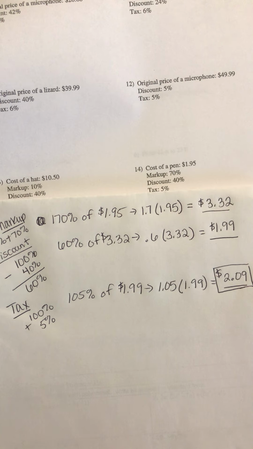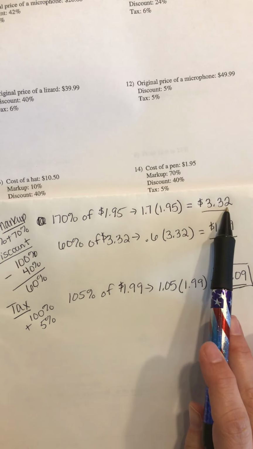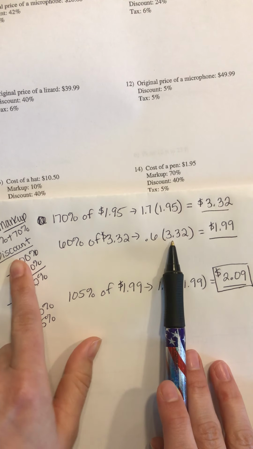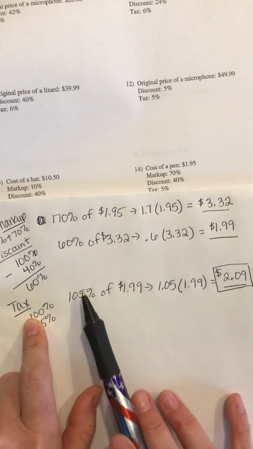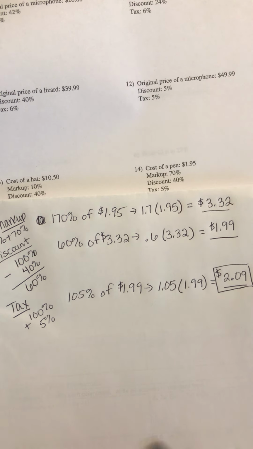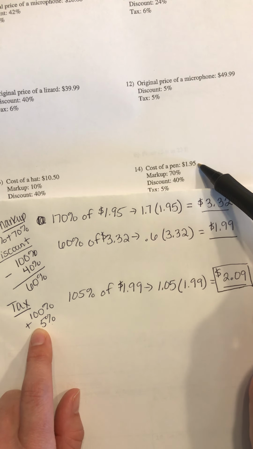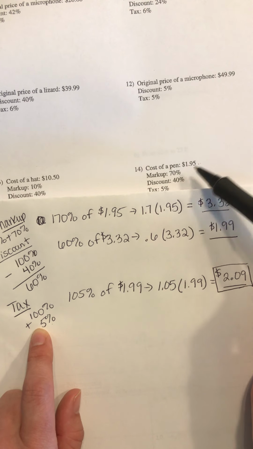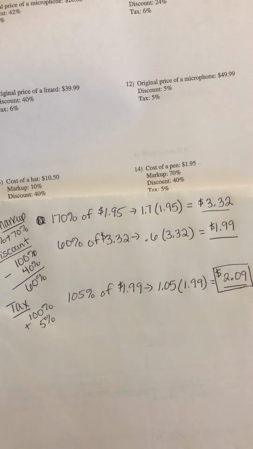A lot of steps here. Okay, finding your markup first. Okay, taking that figure because that's the number that you need to find your discount. Okay, take that figure because that's the number you need to use to find your tax. All right, so in this case, order is very important because if I went ahead and found 5% of my original pen cost here, I wouldn't be paying enough tax. Okay, can't take my discount off before I mark it up. Okay, percentages.